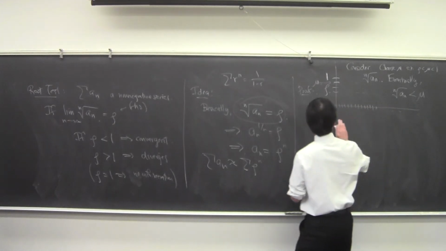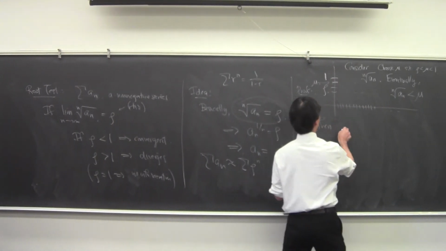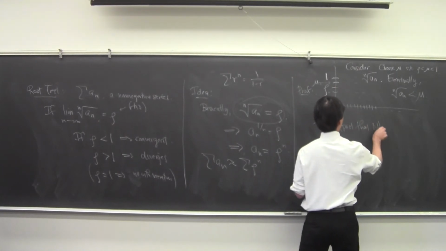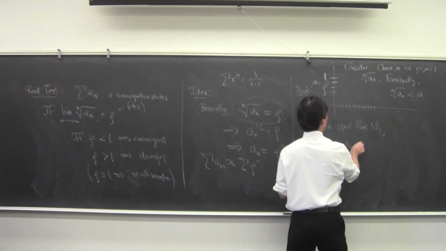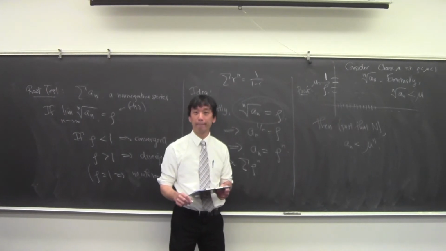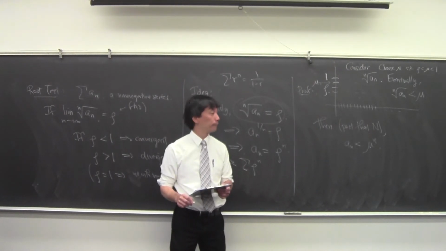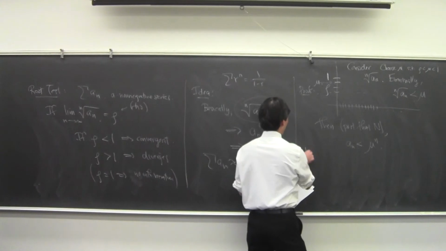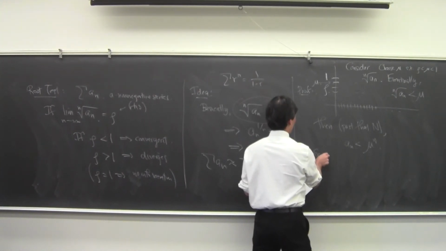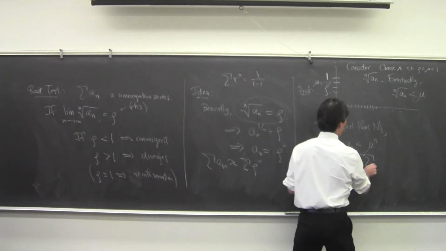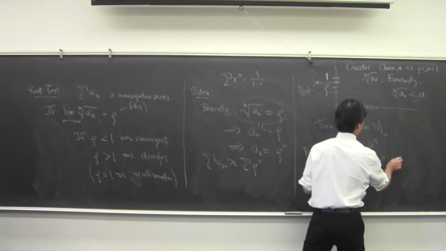Okay. But then, past that n, a sub n is less than mu to the n, right? By our knowledge of geometric series, we know that the summation of the mu to the n's converges.